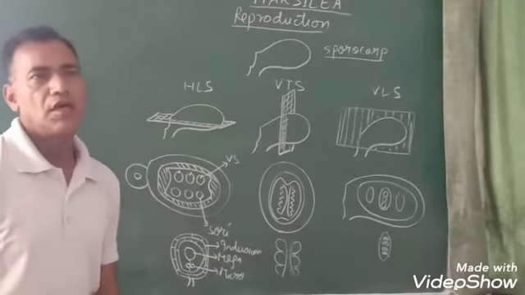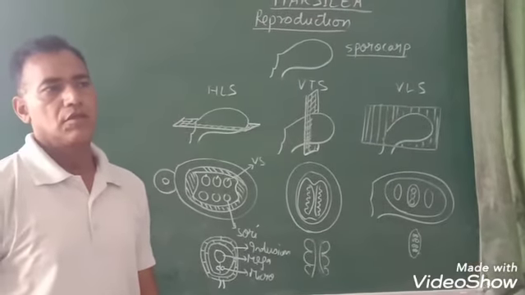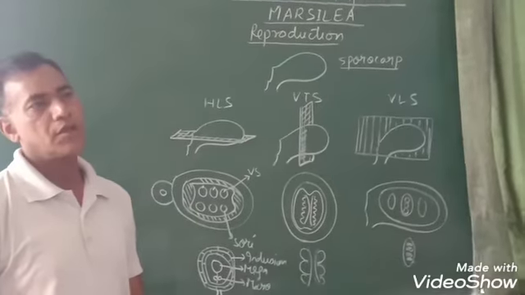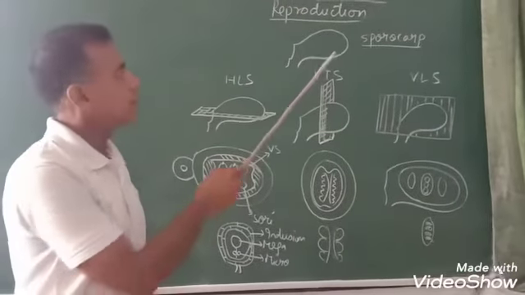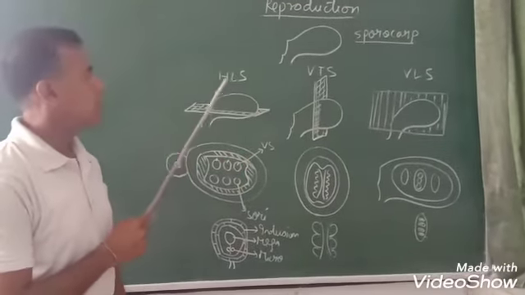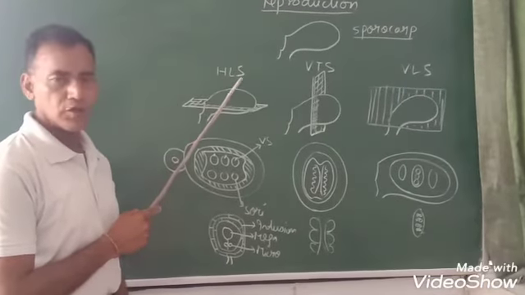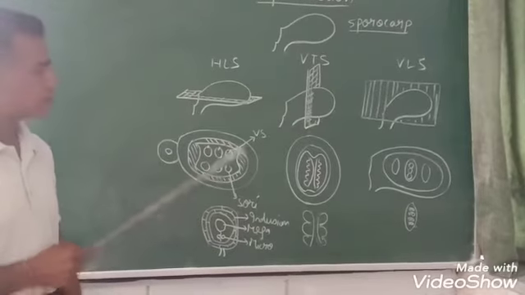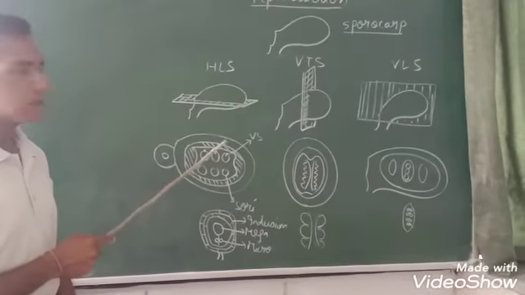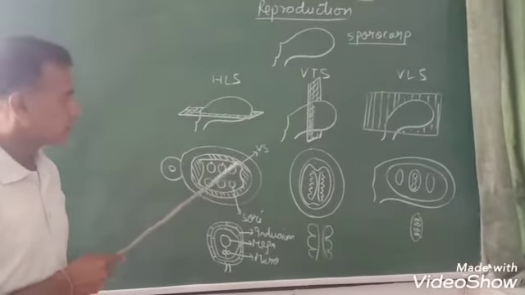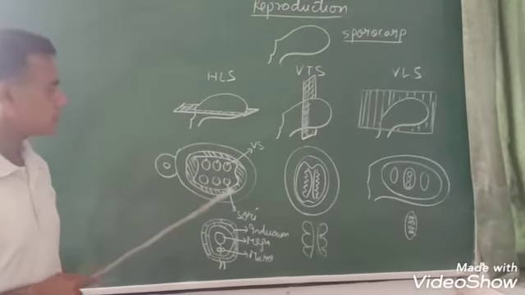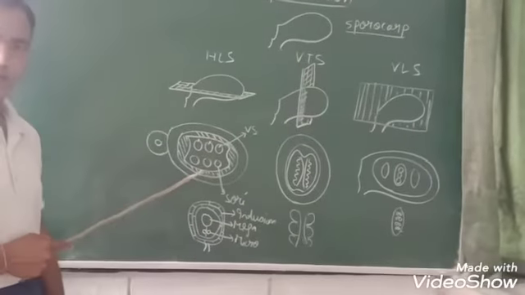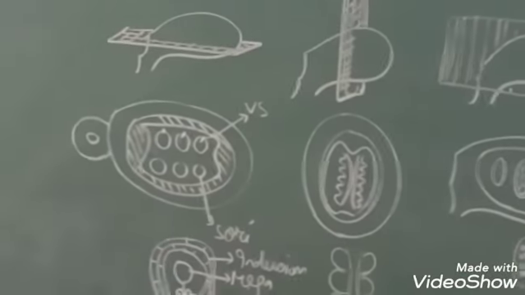Now we can have different sections of the sporocarp. First, we can cut this sporocarp in horizontal longitudinal section, and in this section we can find the following structures. First, the sporocarp wall, then the gelatinous ring, and inside it are present the sori. The sori number varies from 2 to 16.